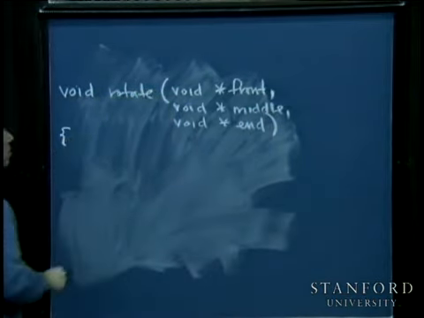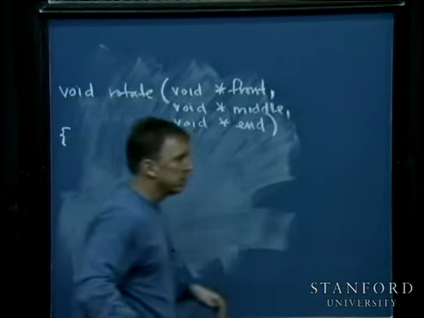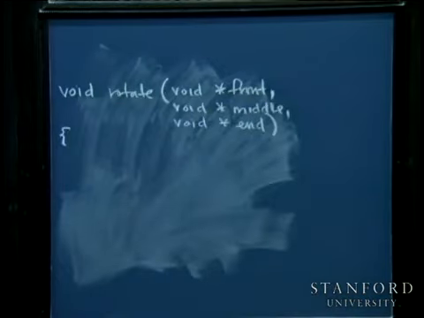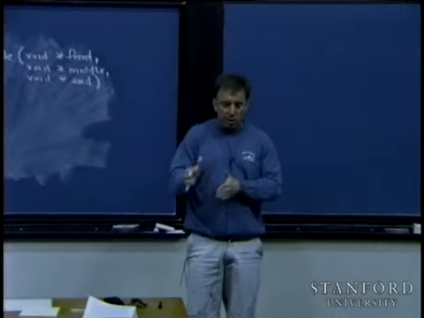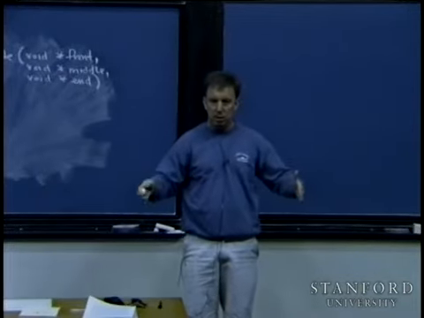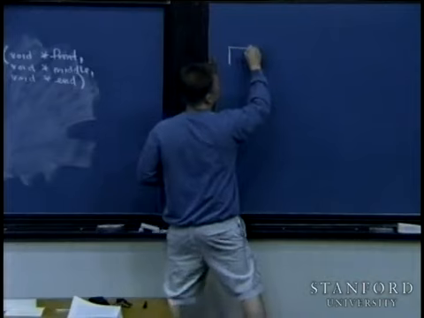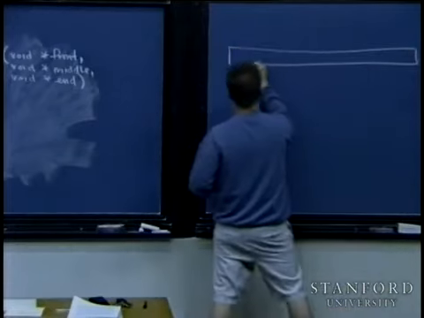And what I want to do, I'll use this board to draw a picture, is I want front, middle, and end to actually be sorted pointers that point to various boundaries inside an entire array. So let's assume I have an array of 50 integers.